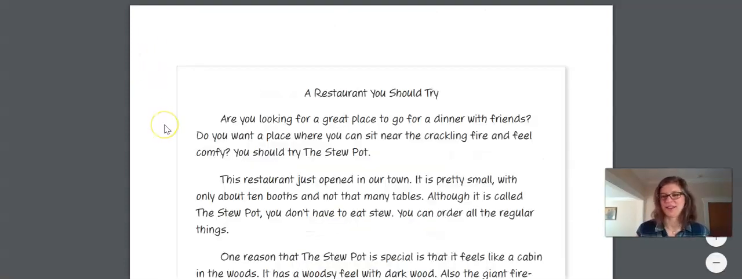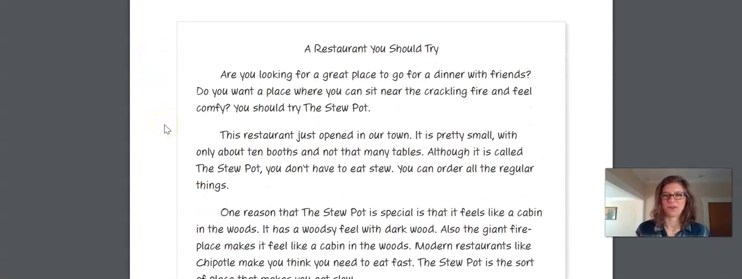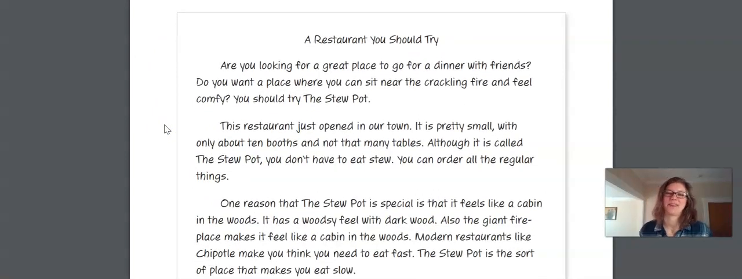Now, this person wrote a review about a restaurant. You have a copy of this in your packet for this week, and yours has annotations on it. There's writing on this that I did on the side to show you examples, but we'll look at this blank one as we go on today.